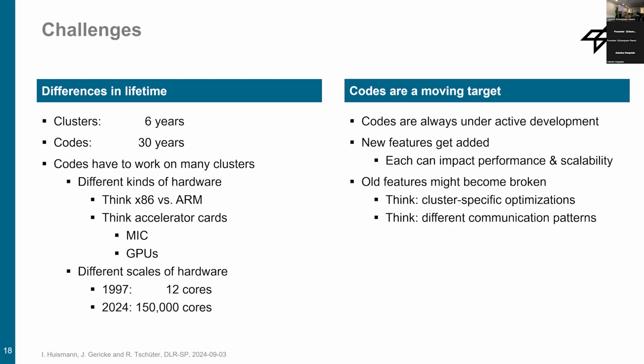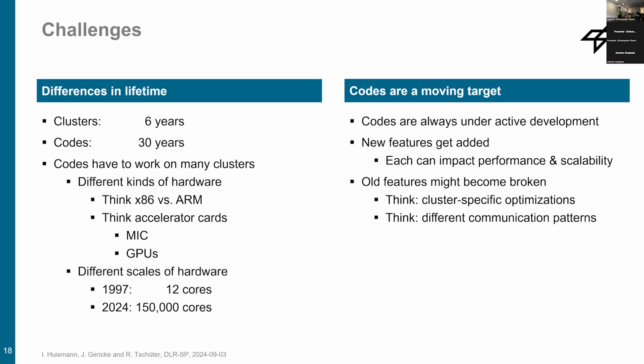And that doesn't account for the codes always being under active development, meaning researchers want to implement new features, be it newer LES models, new boundary conditions, new ways to implement them. So new features get added, and all of them can, and trust me, will impact performance and scalability. And old features might become broken. Think of cluster-specific optimizations. Think different communication patterns for specific choice of networks.